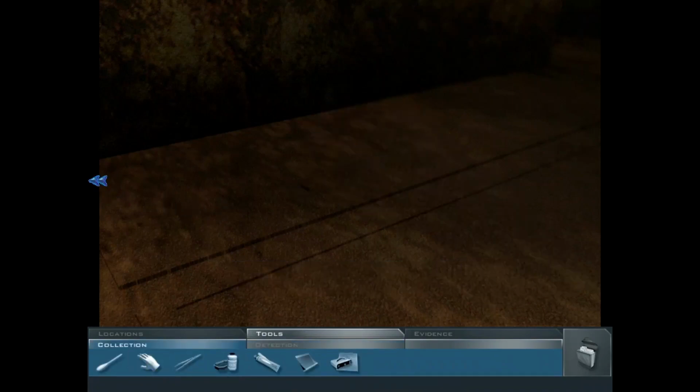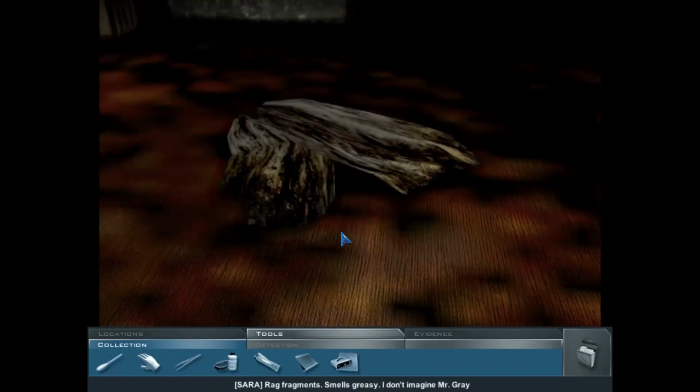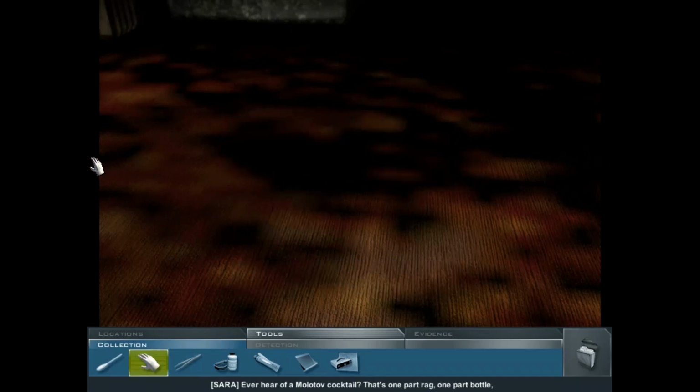Rag fragments. Smells greasy. I don't imagine Mr. Gray was working on his car in here, do you? Ever hear of a Molotov cocktail? That's 1 part rag, 1 part bottle, and 1 part liquid accelerant. Could be what started this fire.